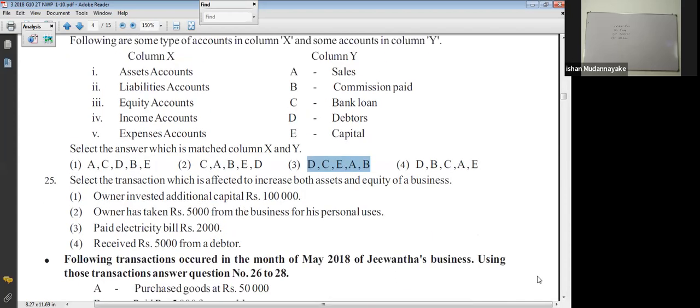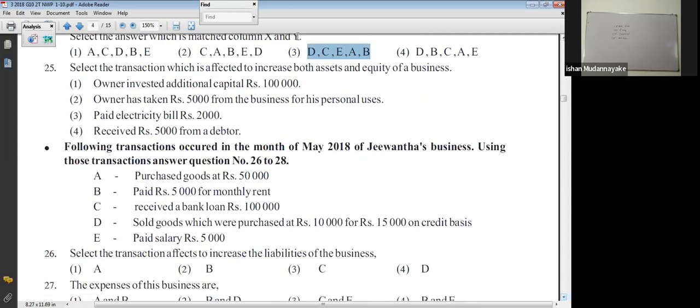Look at question number 25. It affects to increase both the asset and equity of the business. Question number 25, what's the answer? First one. Yes, the answer is correct. Sanjali, Vanita, Atmika, Rushda, Inuki, correct. The first one is the answer: the owner invested additional capital of 100,000.